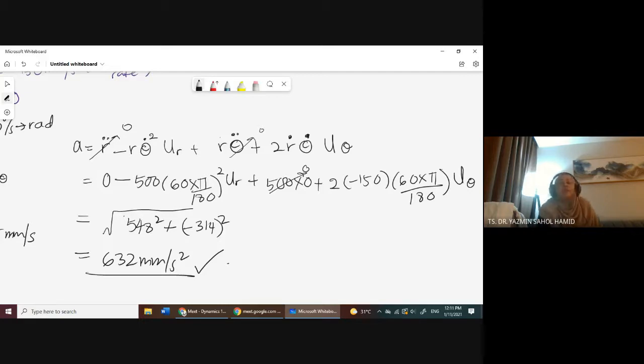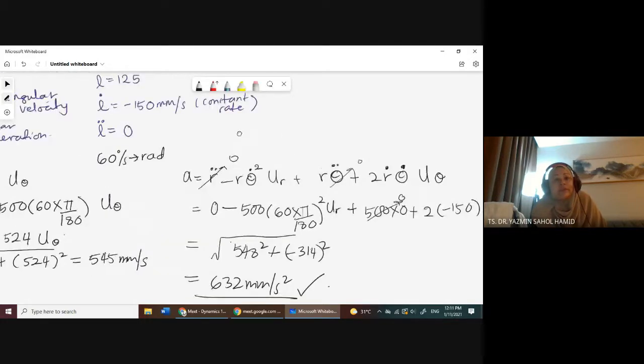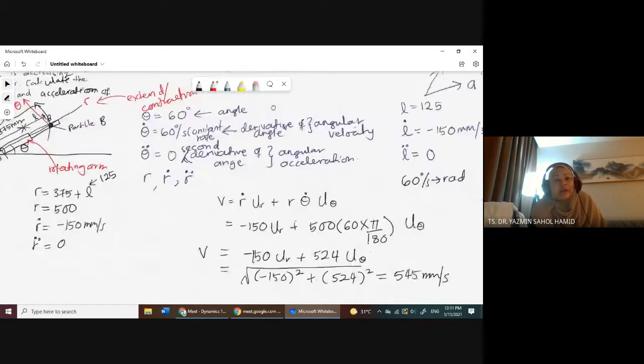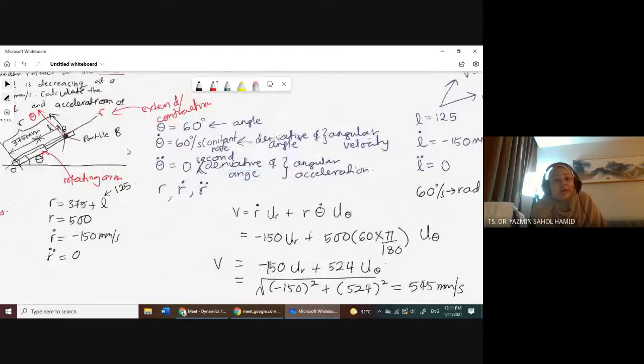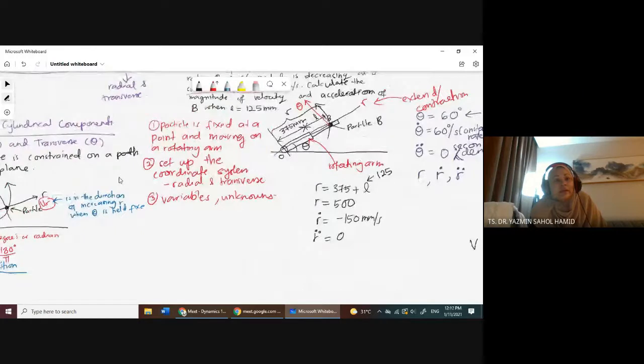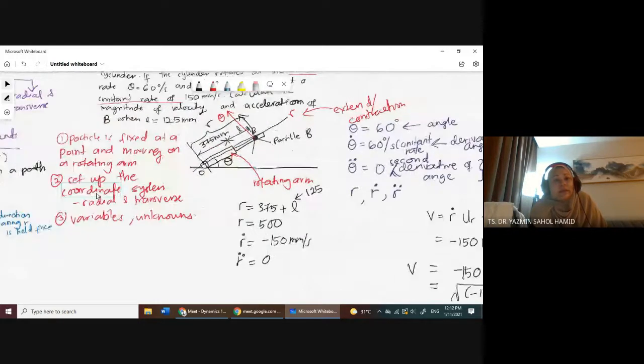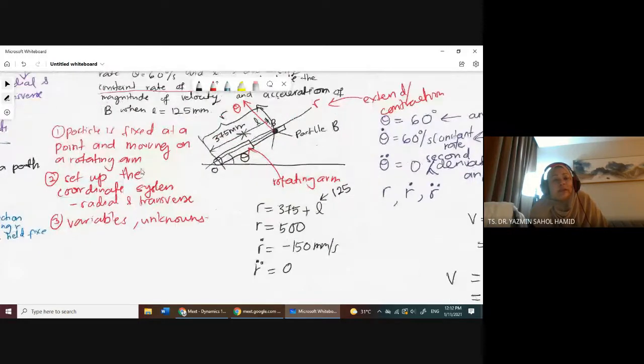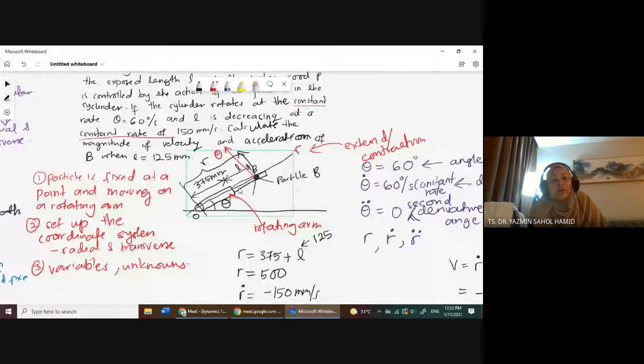Okay, so basically for radial and transverse, the key point is here, which I wrote here. Particle is fixed at a point and moving on a rotating arm. So it means it's fixed at a point and they're moving on a rotating arm. Okay, so when you see that example, you know that this is a good example. This example represents radial and transverse.